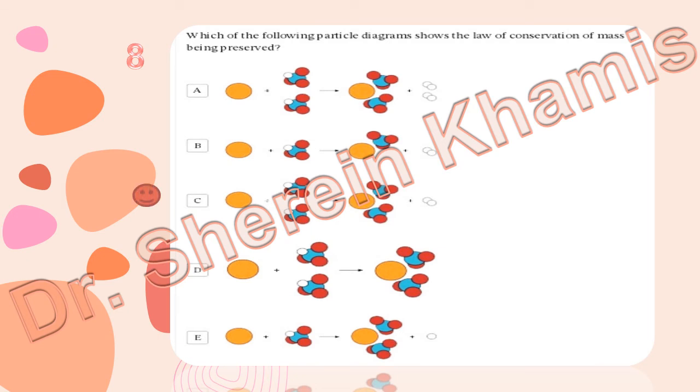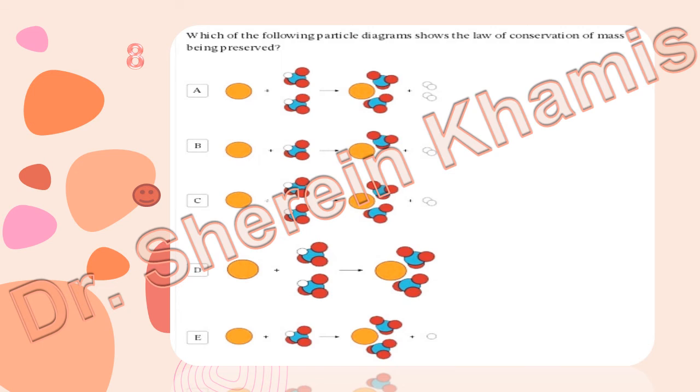Let's discuss the others. We have here two white and none in the product. We have here six red and two blue. We also have in the reactant three red and one blue. Okay, we must calculate the numbers to achieve the law of conservation of mass.